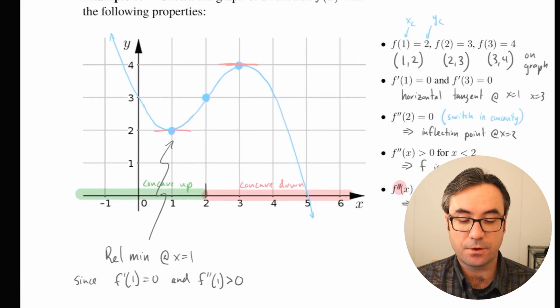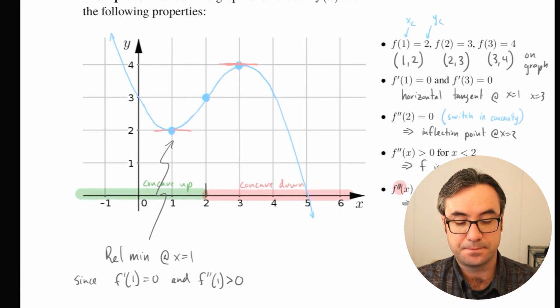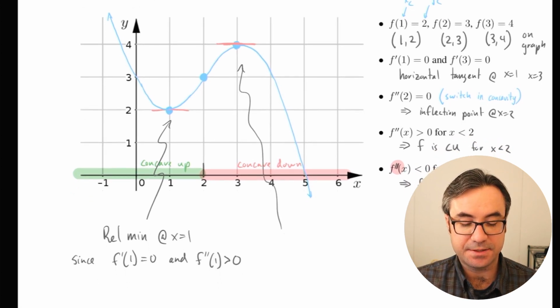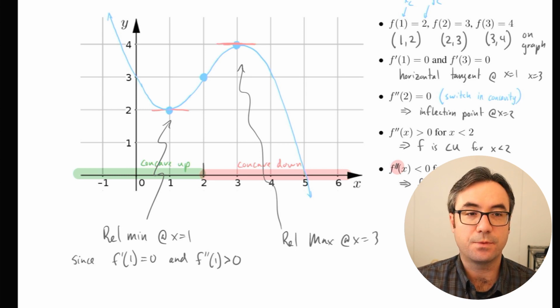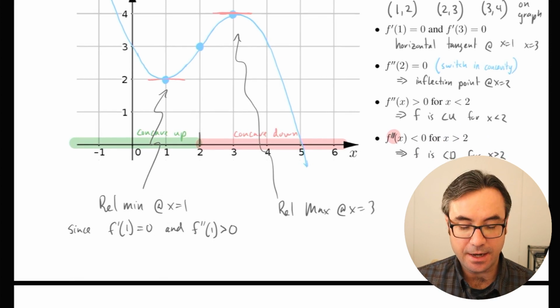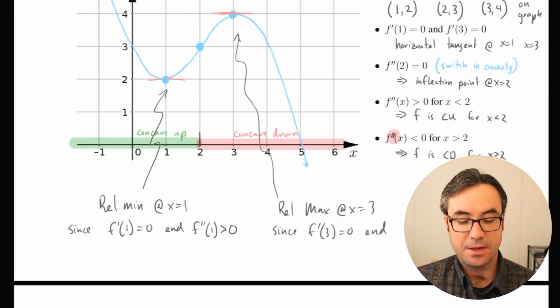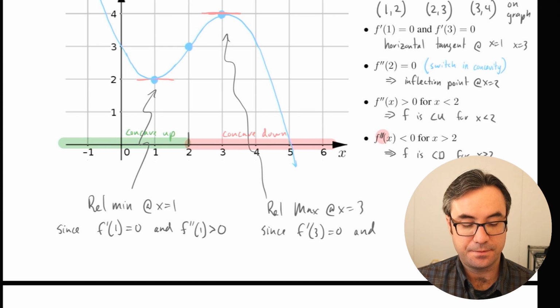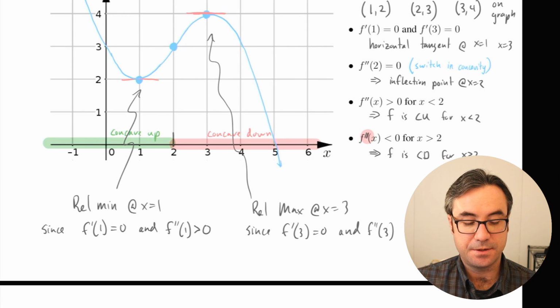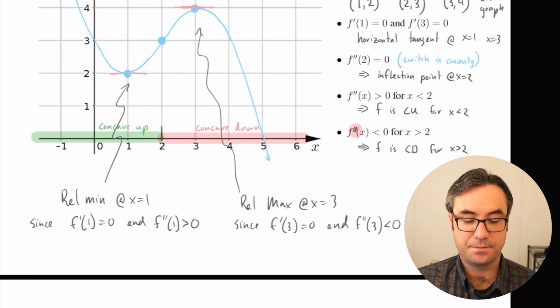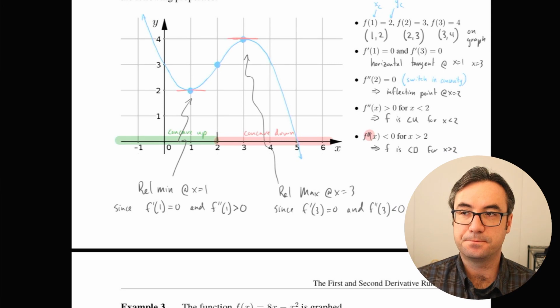And then same goes for a relative max. We have a relative max at x equals 3 here, or a local max if we want to call it a local max. And that's because the first derivative at 3 was 0, and the second derivative at 3 was negative. It was less than 0.